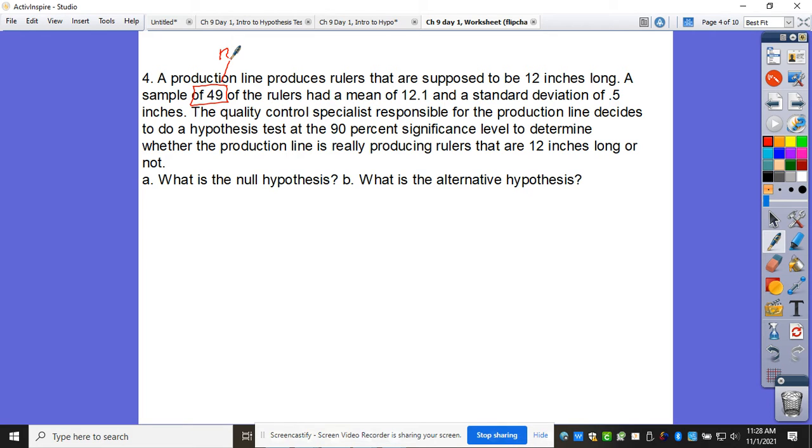Other rulers had a mean of 12.1, so that's my sample mean, and a standard deviation of 0.5. Because it's still of that sample. The quality control specialist responsible for the production line decides to do a hypothesis test at the 90% significance level to determine whether the production line is really producing rulers that are 12 inches. So that is kind of confirming it for you at the end, but this problem was not super specific. So the claim here, even though it wasn't ever really written, would be that what? The rulers are 12 inches. And so what would I put symbol-wise?